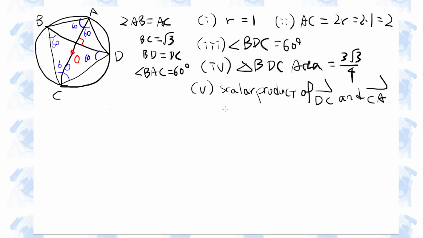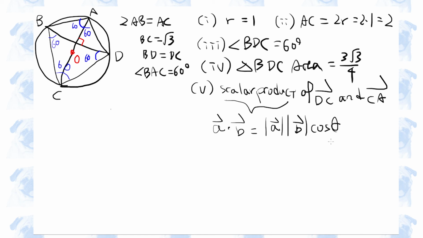In part 5, we need to find the scalar product of vector DC and vector CA. The scalar product of two vectors is defined as vector A dot vector B equals the magnitude of vector A times the magnitude of vector B times cosine theta, where theta is the angle between the two vectors. What is the magnitude of vector DC? The length of DC is √3. What is the magnitude of vector CA? The length of AC is 2.